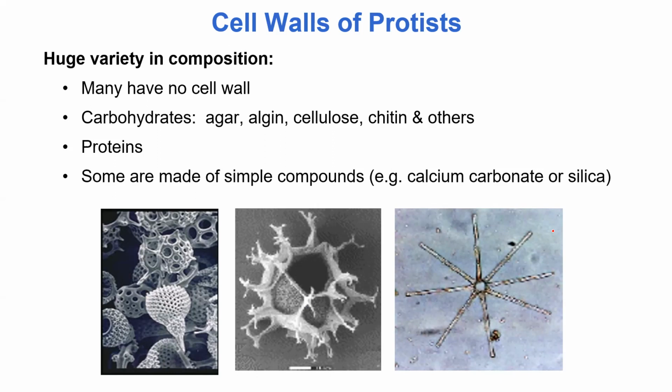Agar, algin, and some of them have crystalline compounds made of calcium carbonate, and you can see that in these diatoms that I have down below. Some very interesting cell walls, and some have no cell walls at all. So one of the big things we can say about protists is there's a huge variety in terms of what they have.